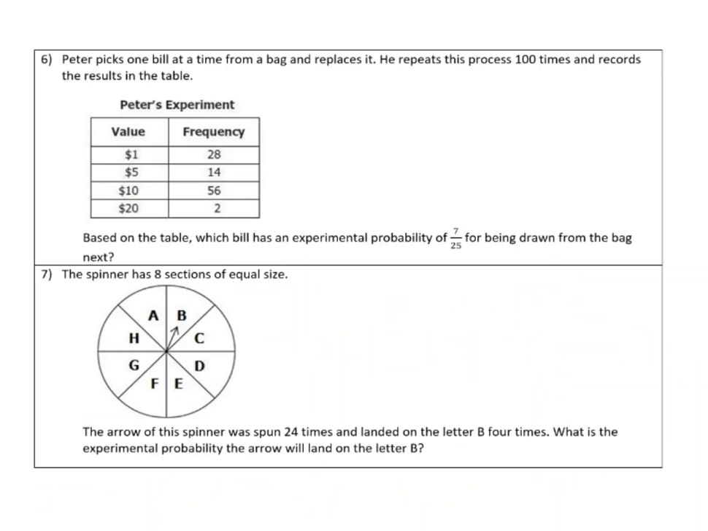Number 6, Peter picks one bill at a time from the bag. He repeats this process 100 times and records it. So this is 28 out of 100, 14 out of 100, 56 out of 100, and 2 out of 100.